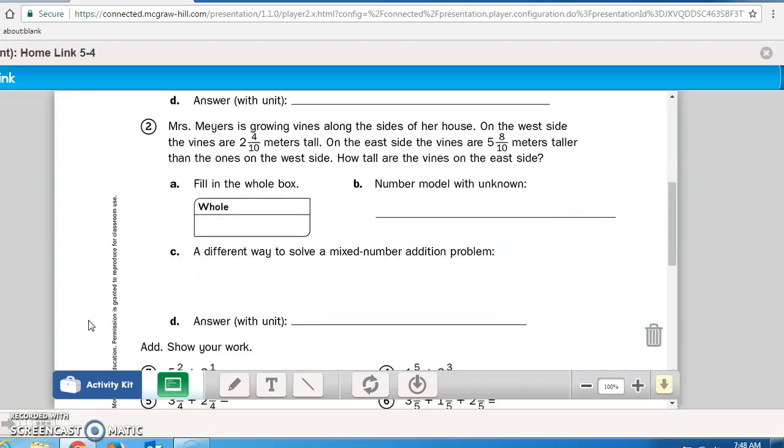Math problem 2. Mrs. Myers is growing vines along the sides of her house. On the west side, the vines are 2 4/10 meters tall. On the east side, the vines are 5 8/10 meters taller than the ones on the west side. How tall are the vines on the east side? Again, if one is 2 4/10 tall and the other one is 5 8/10 taller, you're going to be adding those together. What's the whole? This is how I'm going to know if you are listening to the videos, because the whole is 1 meter.